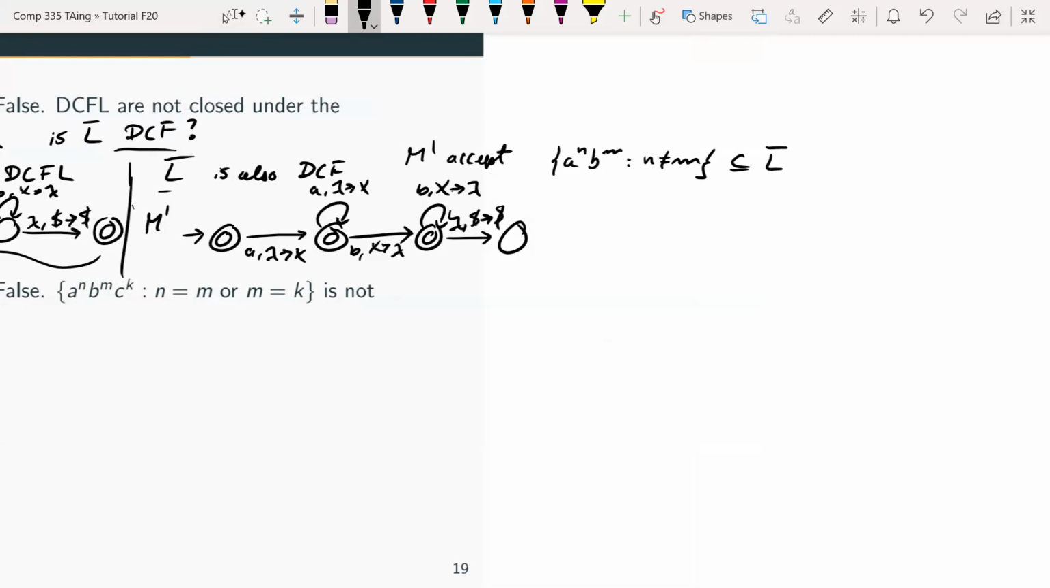But if you look at this DPDA, this DPDA is actually going to accept this language. Okay, so why is that true? Because it's going to accept every possible configuration of A^N B^M where you don't end up pushing the same number of A's as popping B's.